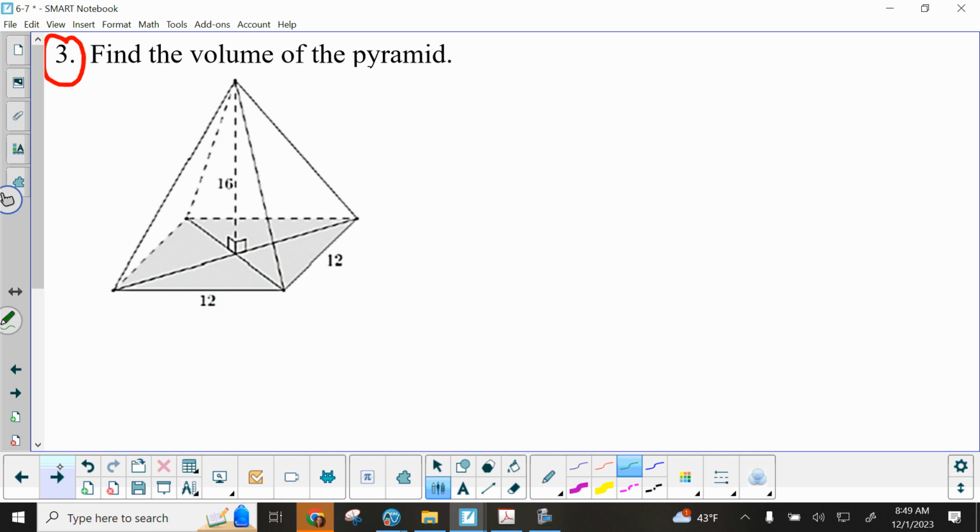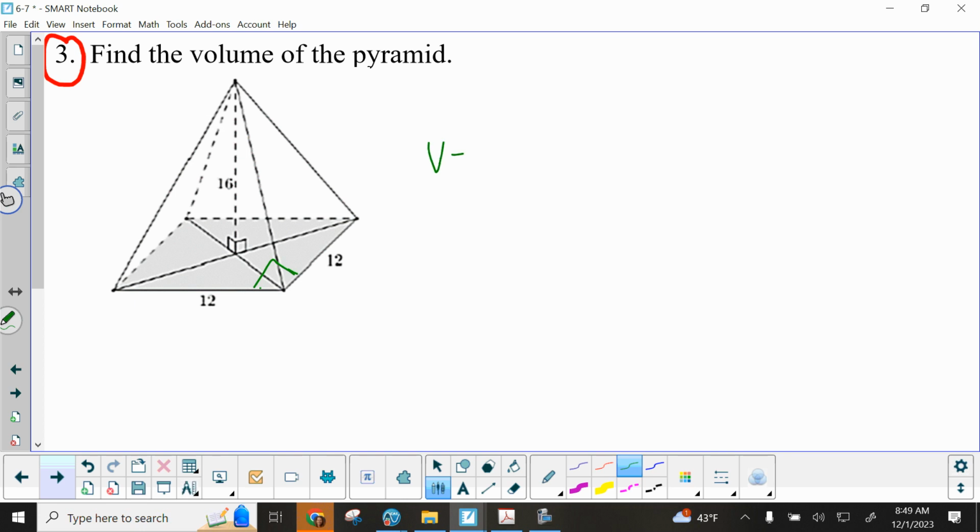Three, I want to find the volume of the pyramid. So draw in, it's not very good. I'm trying to draw in a right angle here so that you know this is a square. I'm really struggling here with my drawing, but that's supposed to be a right angle.